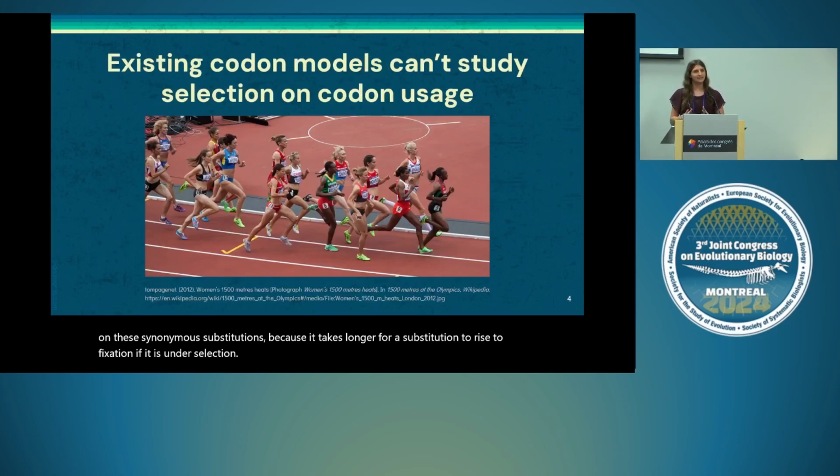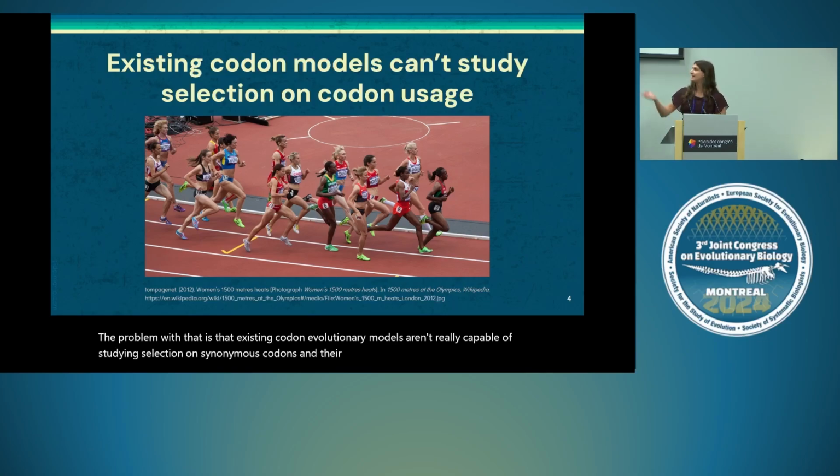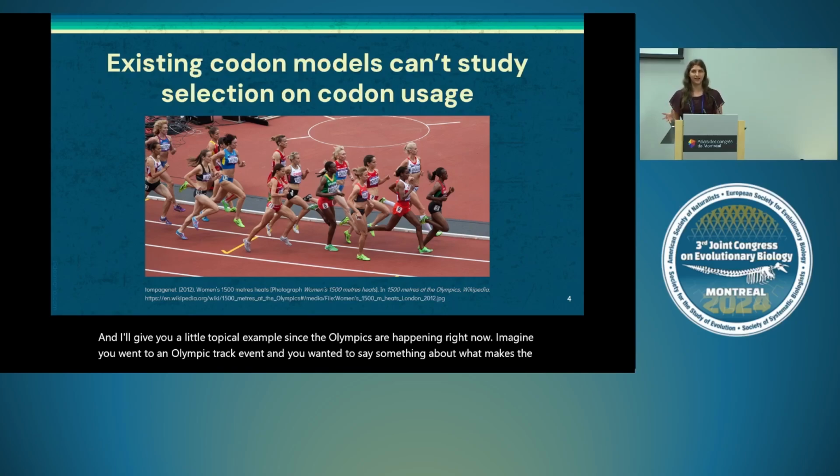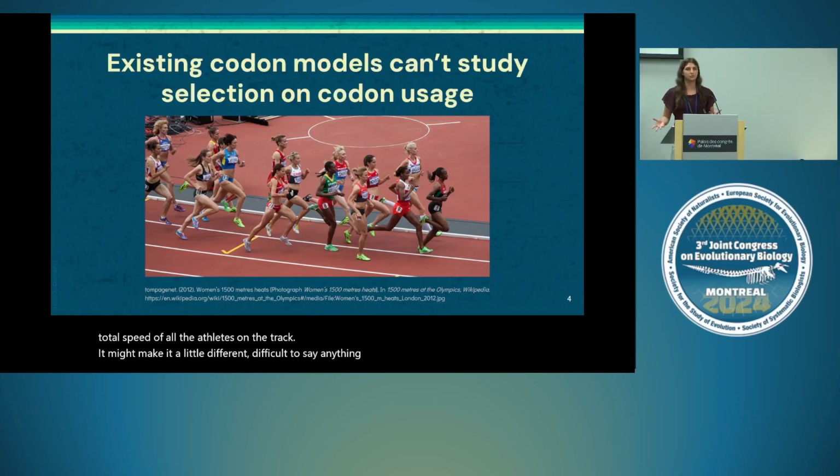The problem with that is that existing codon evolutionary models aren't really capable of studying selection on synonymous codons and their rates. And I'll give you a little topical example since the Olympics are happening right now. Imagine you went to an Olympic track event and you wanted to say something about what makes the fastest athletes the fastest. You wanted to know, is it their training regimen? Is it their height? Is it some third factor? But the only measurement you had of these athletes was the average total speed of all the athletes on the track. It might make it a little difficult to say anything about individual groups.